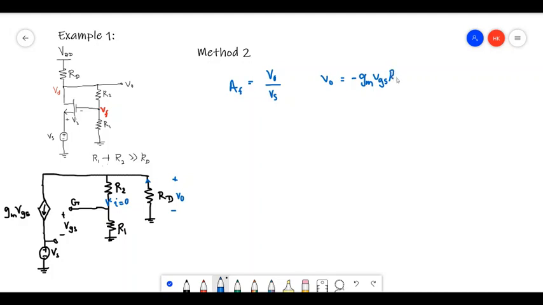So this is using this assumption because this current is very small, right? So that is V out. If we do not take this assumption into account, this has to be RD in parallel with R1 plus R2, right? Okay.